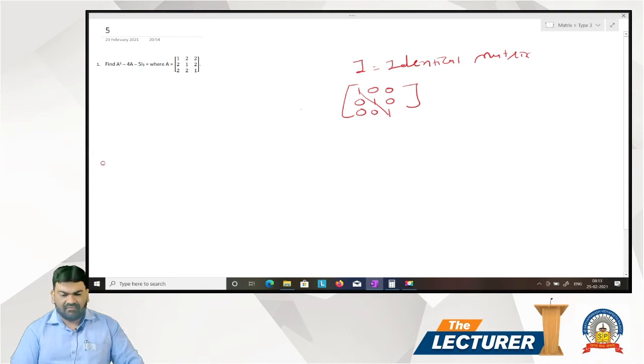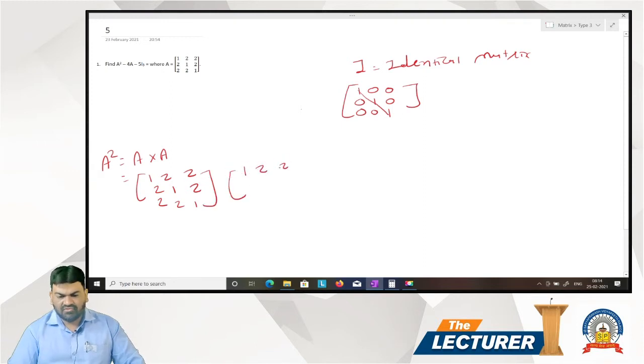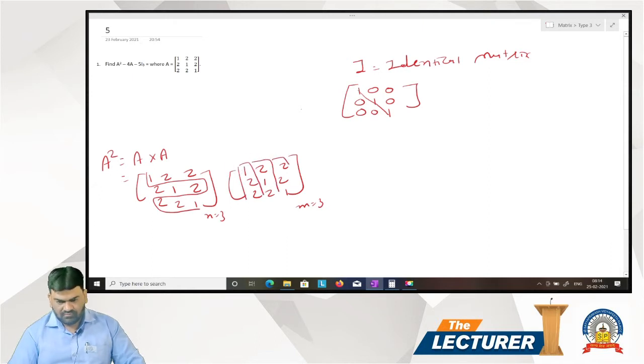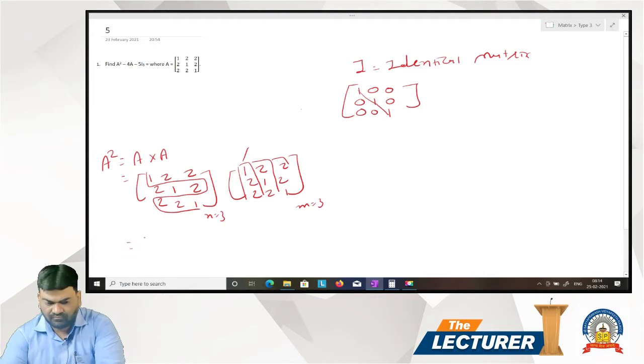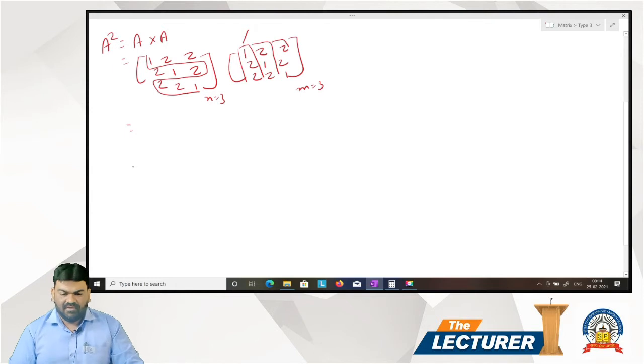First of all, we have to find A square. So A square is equal to A multiplied by A: 1 2 2, 2 1 2, 2 2 1 multiplied by 1 2 2, 2 1 2, 2 2 1. Both are 3 by 3, so multiplication is possible, row wise by column wise. First row, first column: 1 multiplied by 1, that is 1; 2 multiplied by 2, that is 4; 2 multiplied by 2, that is 4.